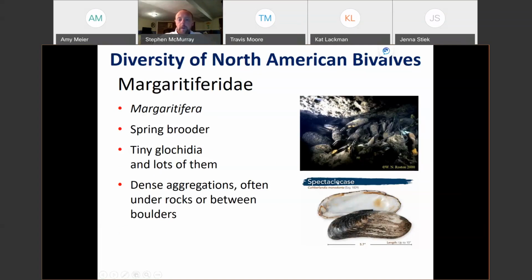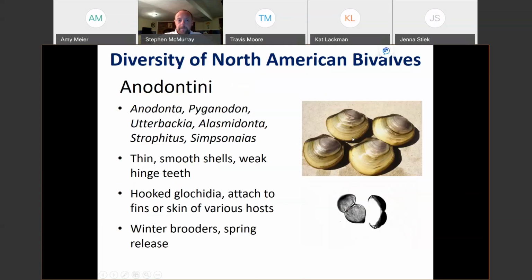Usually, if you can follow either the common name, spectacle case, or the specific name, in this case, monodonta, you can narrow down that Margaritifera monodonta used to be Cumberlandia. They are spring brooders, and they produce tiny Glochidia and lots of them. And they're often found in these dense aggregations around or under rocks or between big boulders.